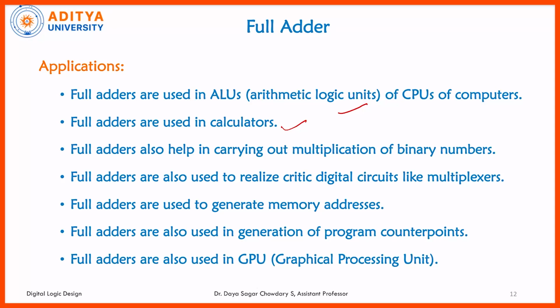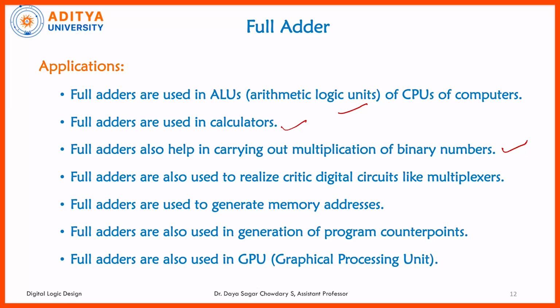We know already multiplication is just a repetition of the summing part. So 2 into 3 means 2 times we are using the 3. So 3 plus 3, that is 6, we know. So 2 times the 3. Likewise, in multiplication also these full adders will play a vital role.